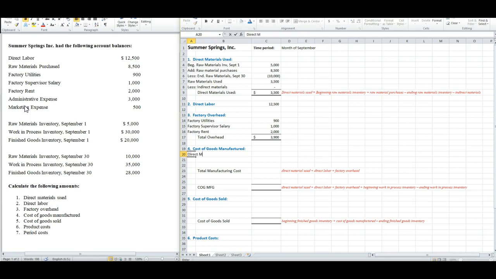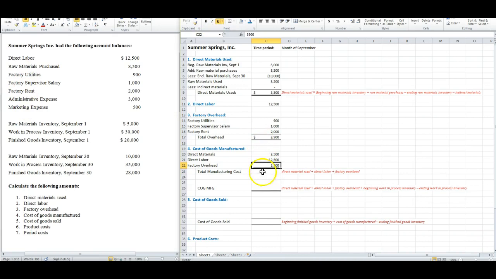So we're going to include the cost of direct materials, the cost of direct labor, and the cost of factory overhead. And that gives us our total manufacturing cost for the period. That is not our cost of goods manufactured, that just tells us what we did this period. So the cost we added this period was $19,900.